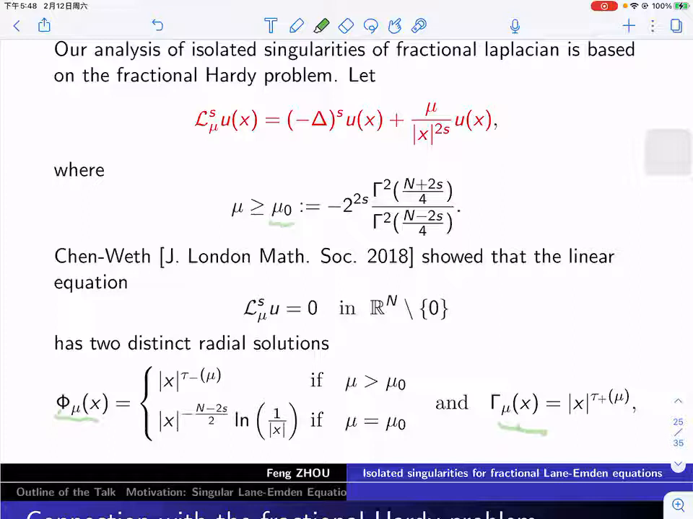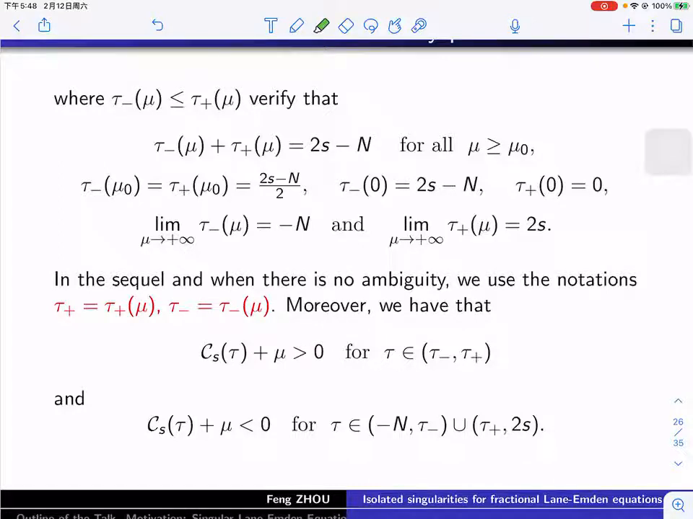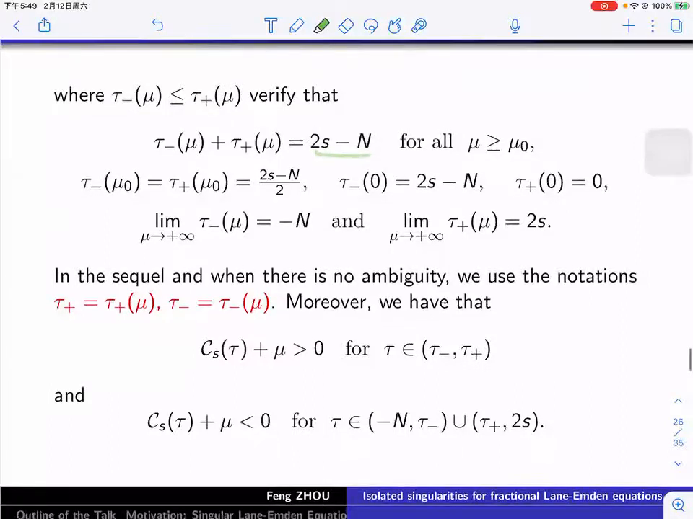But in this case, we cannot have an explicit formula for tau_minus(mu) and tau_plus(mu). We just have some relationship, that is tau_minus(mu) + tau_plus(mu) equals 2s - n. This is just like the case s equal to 1, and for some special values we can get tau_minus and tau_plus. So they give us the whole description of these constants tau_minus and tau_plus for the fractional operator case.